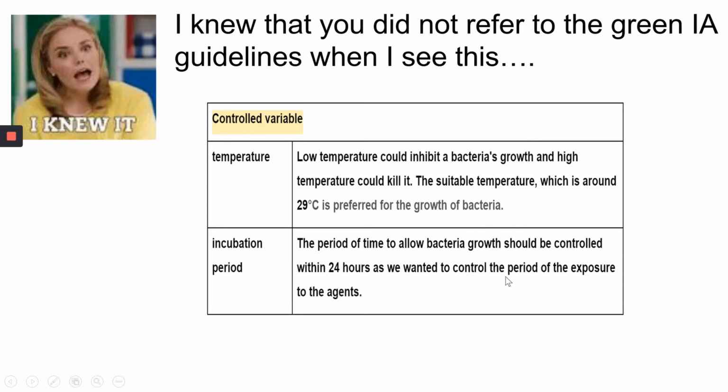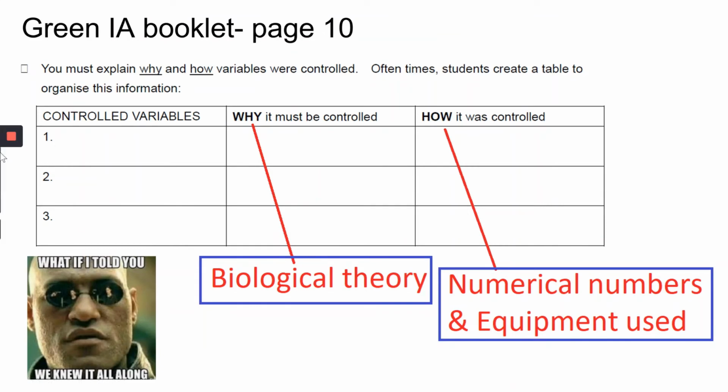So they try to explain why, but then they mention the equipment again. So the equipment is missing as well. So yeah, this is not a very good example. Again, it's also in the green IA booklet. You can see on page 10, they also recommend you why and how. So these are the key things that you need to mention.